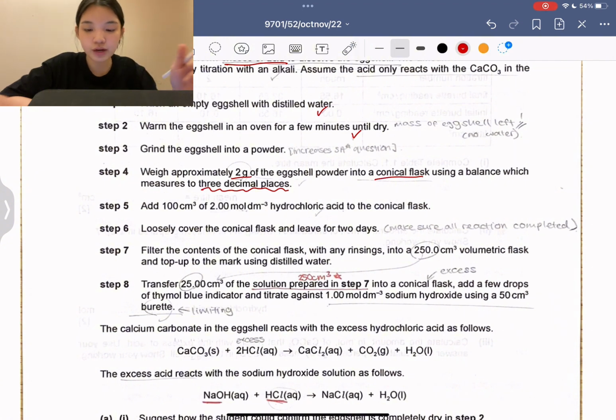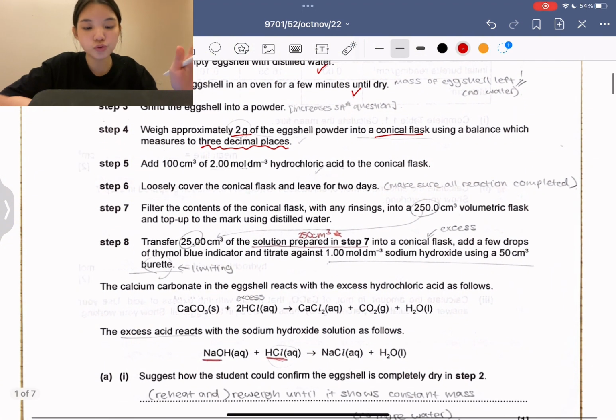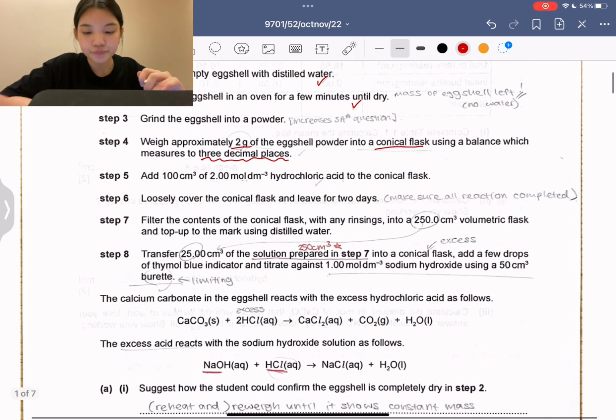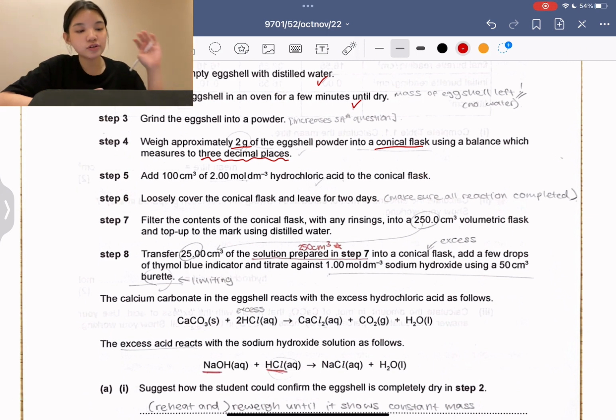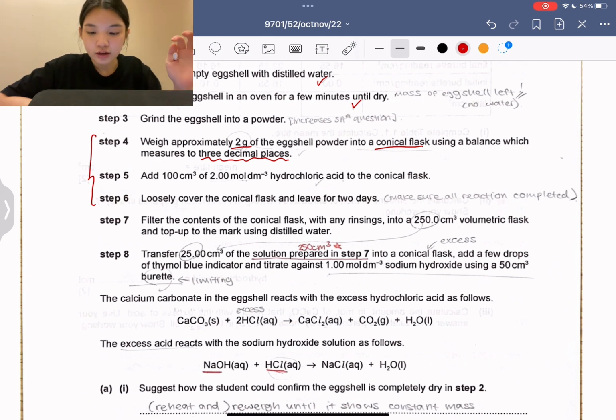Then step 5, add 100 cm³ of 2 mol/dm³ hydrochloric acid to the conical flask. Then loosely cover the conical flask and leave for 2 days. This is to make sure that the reaction has been completed. So this is the first reaction. Then filter the contents of the conical flask with any rinsings into a 250 cm³ volumetric flask and top up to the mark using distilled water.